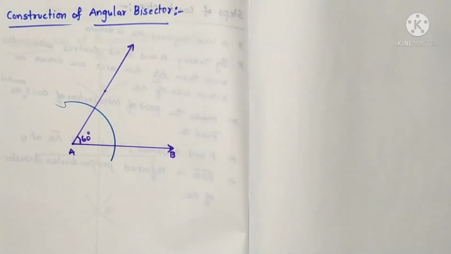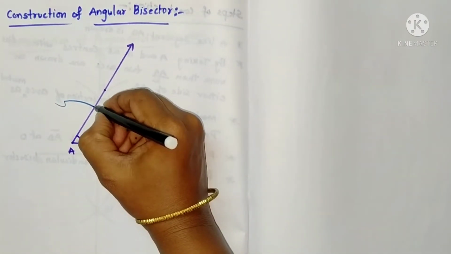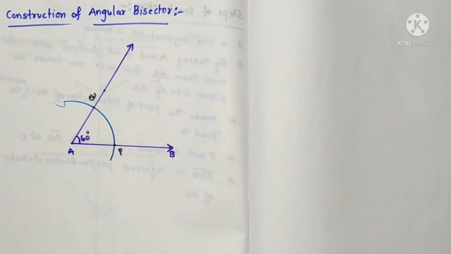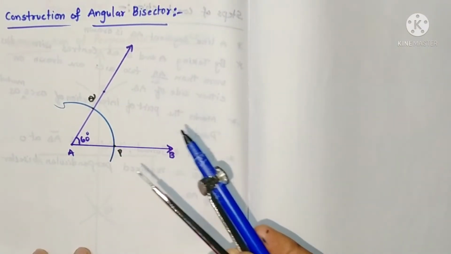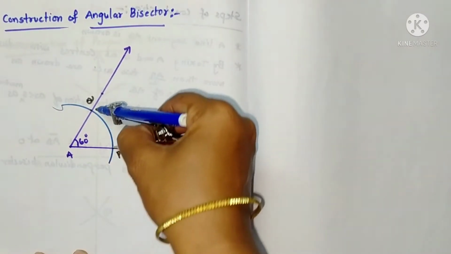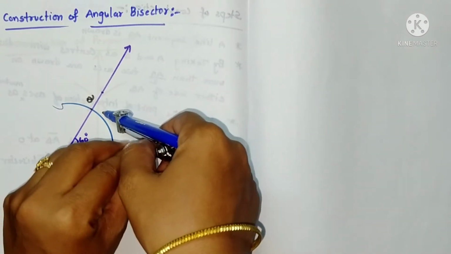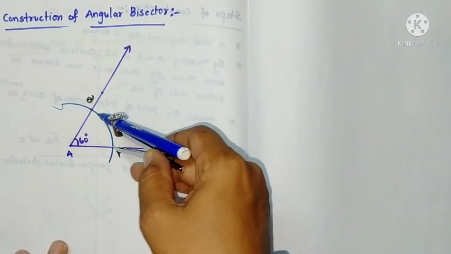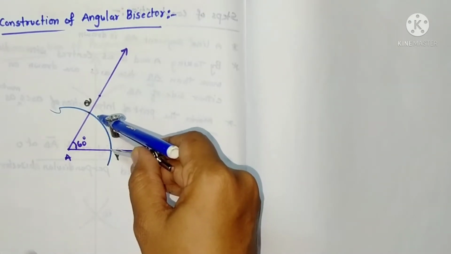Okay. So, draw an arc. The arc intersects at P and Q. Now, with the same radius also you can draw, or you can take just more than half of this PQ. Okay. So just remember, more than half. Perpendicular bisector also we have drawn in the same process.